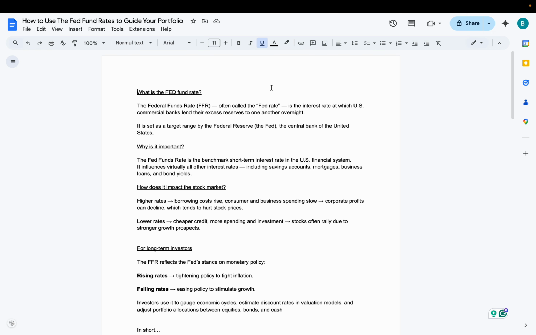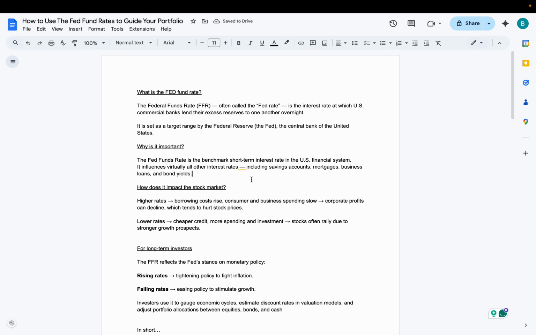So what is the Fed fund rate? If you haven't noticed yet, the Fed fund rate is being talked about every day in the world of finance. The Fed fund rate, or often called the Fed rate, is the interest rate at which US commercial banks lend their excess reserves to one another overnight. It is set as a target range by the Federal Reserve, the Fed, which is the central bank of the United States. So why is it important? The Fed fund rate is the benchmark short-term interest rate in the US financial system. It influences virtually all other interest rates, including your savings accounts, your mortgage rates, business loans, and bond yields.